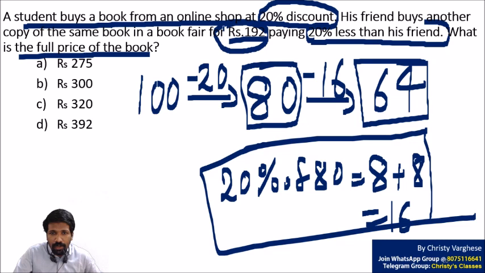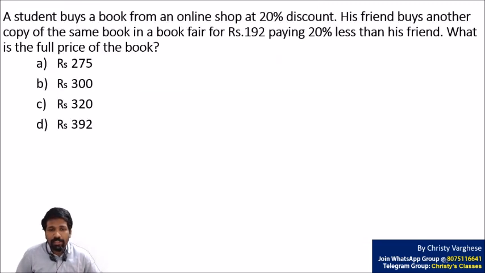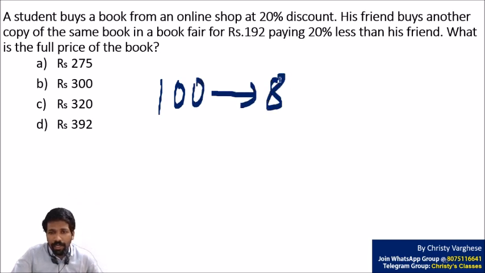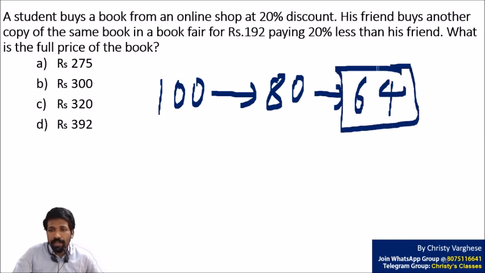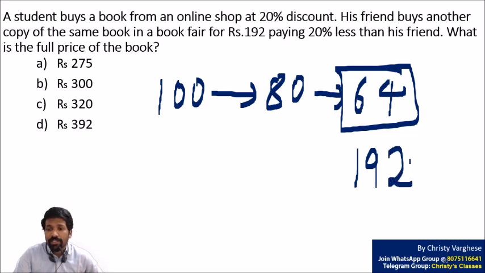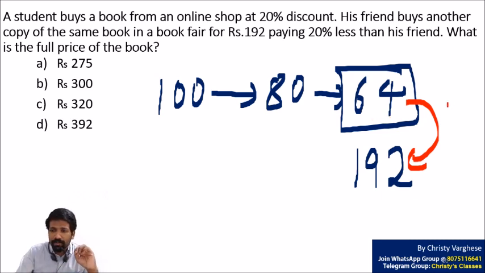But the question says 192 is the price paid by the second person. So there is a difference in value. Now you have to adjust it. How can you adjust it? I'm writing it again. 100 became 80. 80 became 64. This is the price paid by the second friend. That is what we have understood. But the question says 192 is the price paid by the second person. That means 64 should be made 192. In these kinds of questions, always remember there will be a simple fraction itself.